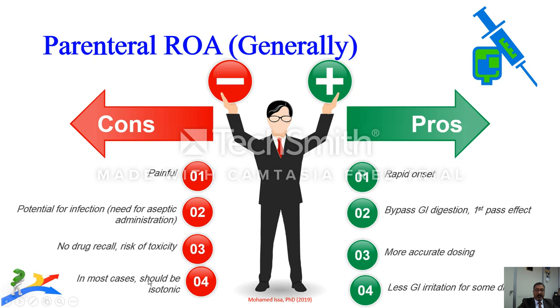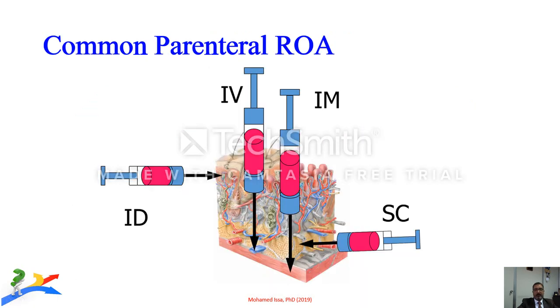Although I have to tell you something, in some cases, especially with intramuscular injection, we may go for slightly hypertonic conditions that might enhance drug absorption from the muscles. But this is an exception, it's not a general case. So these are the main, common parenteral routes. We have intravenous, directly to the vein; intramuscular, directly to the muscles; subcutaneous, in the subcutaneous tissues, the fatty tissues; and intradermal, where we inject the drug into the dermis, into the skin.